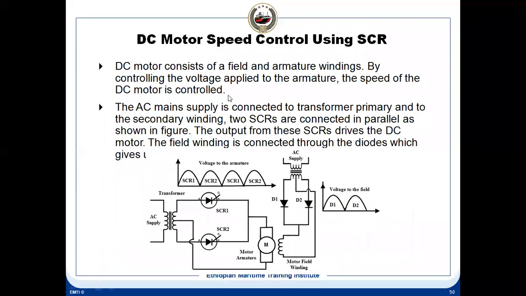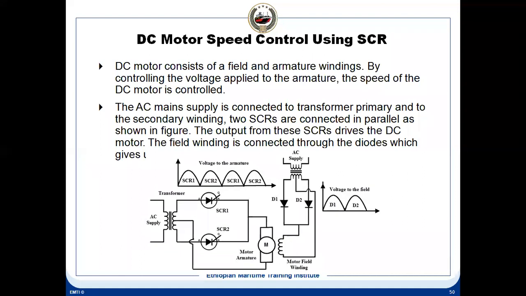You see, this is a DC motor speed control using an SCR. So it's a very simple system. You can see here, normally for a DC motor, as we discussed yesterday, the speed can be controlled using either the armature or the field supply. When you vary the voltage of the armature or the field, you can control the speed.